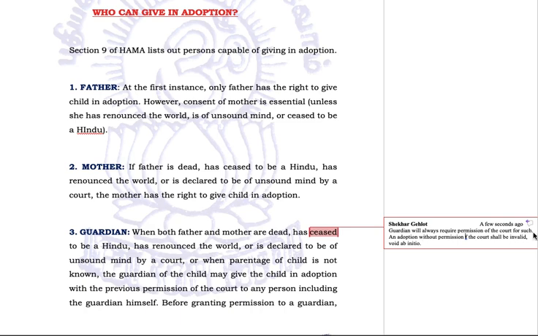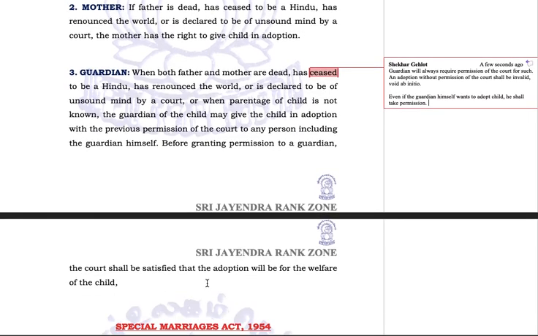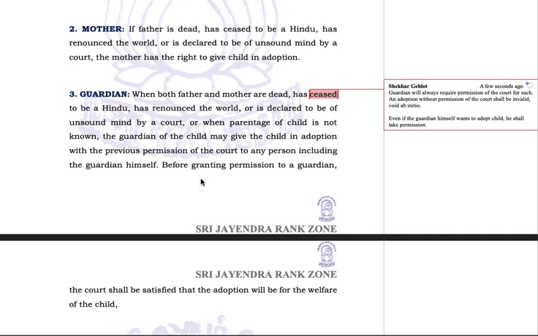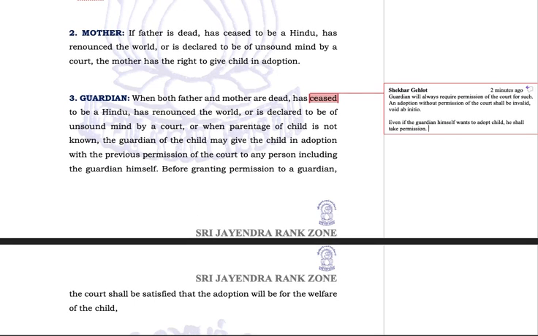It shall be void, it shall be invalid. Even if the guardian himself wants to adopt, he shall take permission. Before granting permission to the guardian to give in adoption or to take the child in adoption himself, the court shall be satisfied that the adoption will be for the welfare of the child. Okay, now we are done with the portion on adoption.